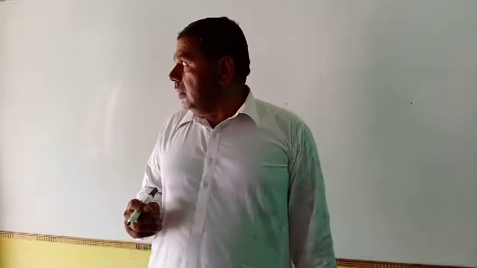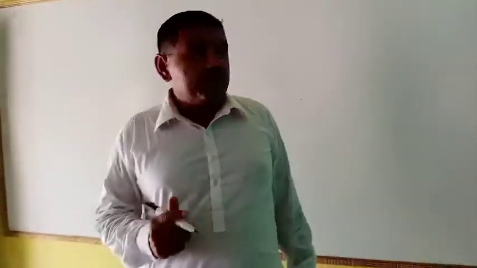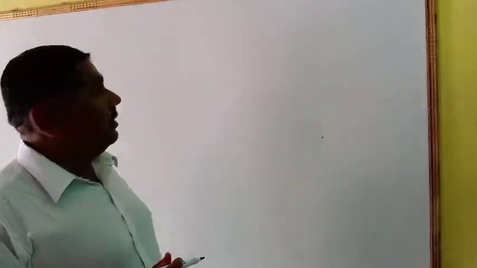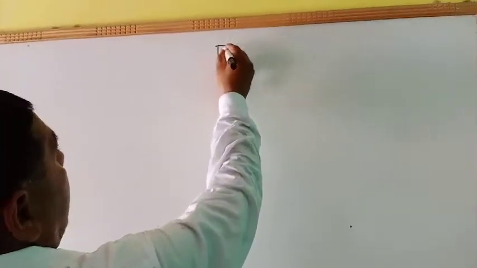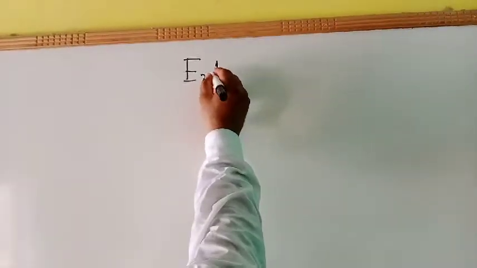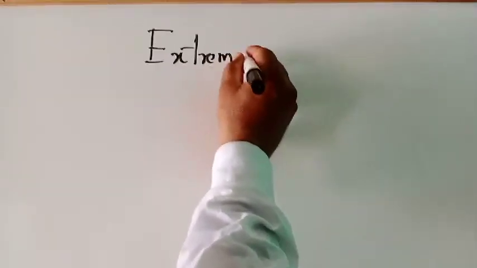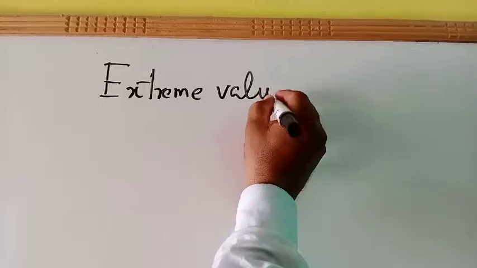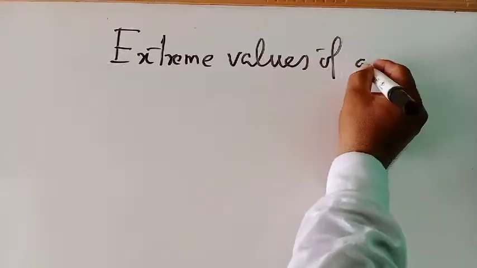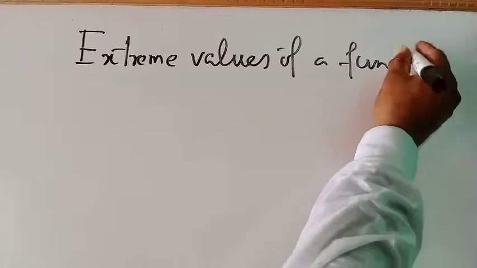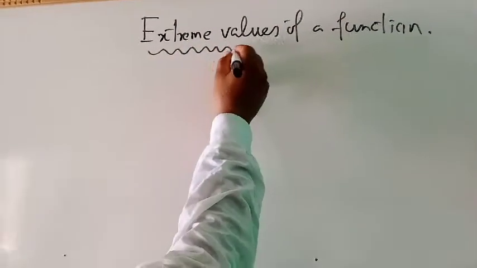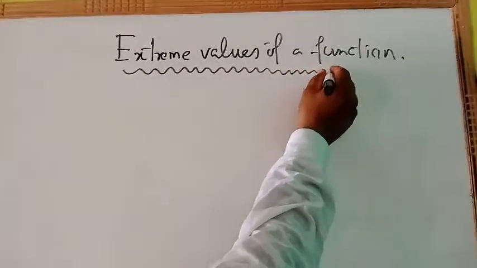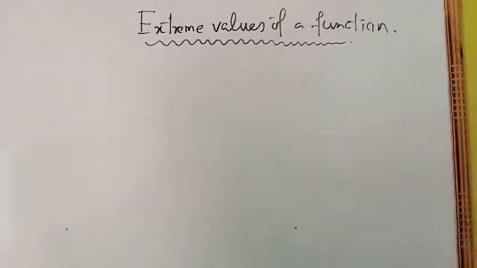This lecture is about maxima and minima. These are the extreme values of a function for BSc. This is related to our calculus and analytic geometry, chapter 7.2.